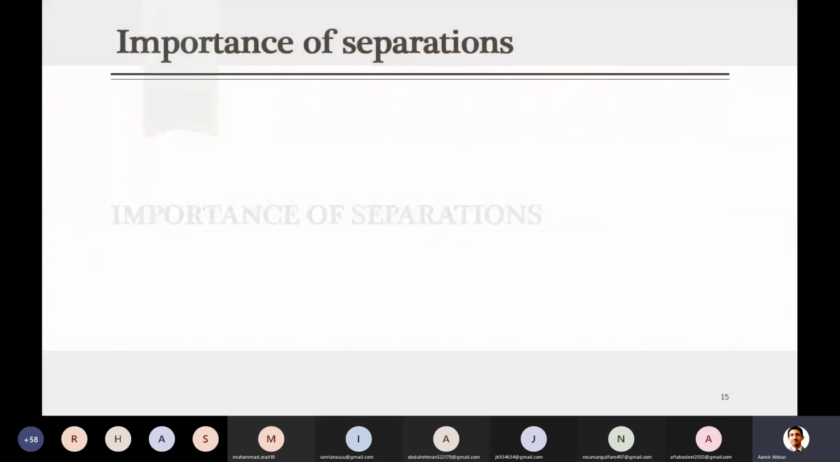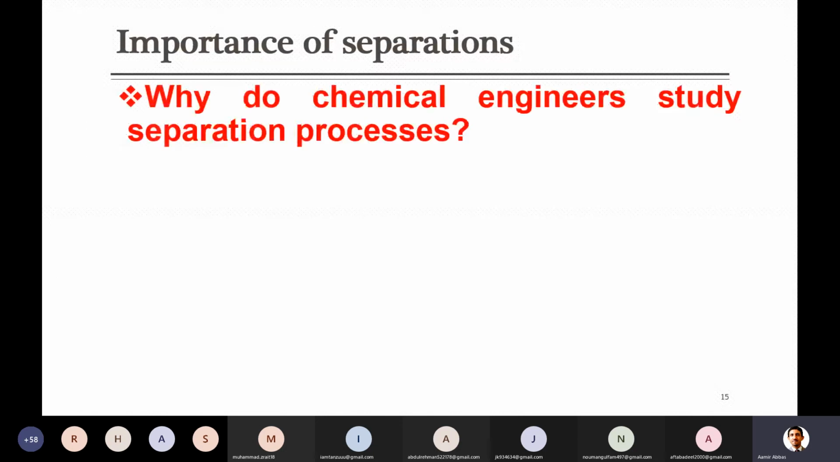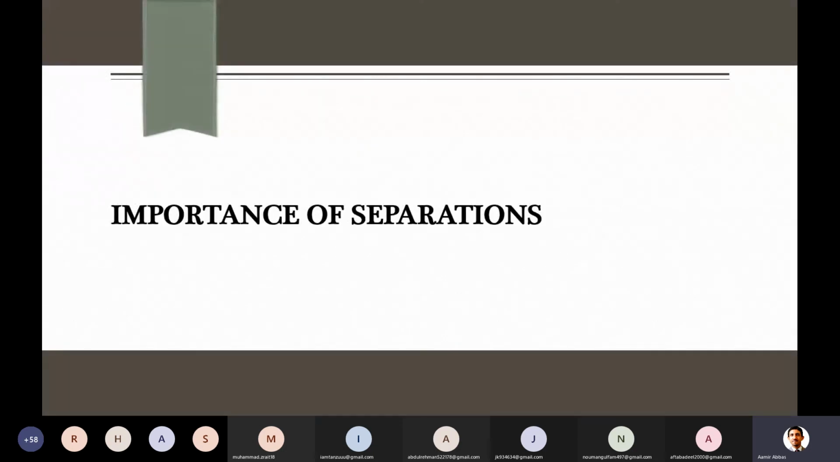Right, okay. So, importance of separation. Excuse me, sir, if we have two liquids that are miscible with each other, how will we separate them? Which technique will be used? Liquid extraction.